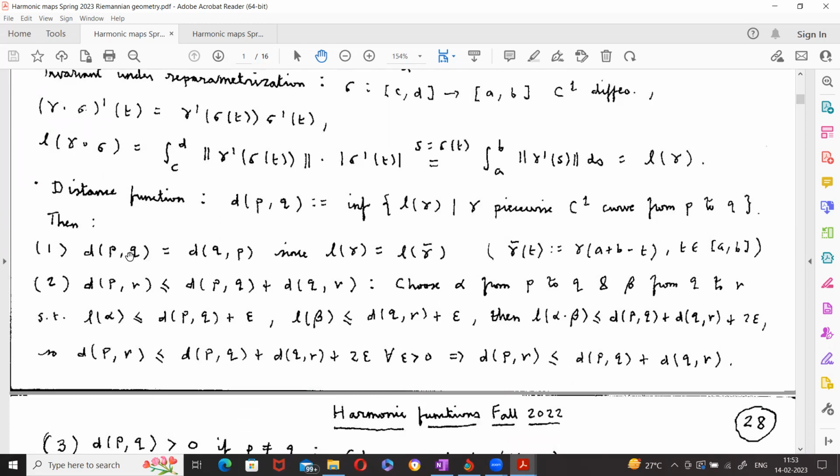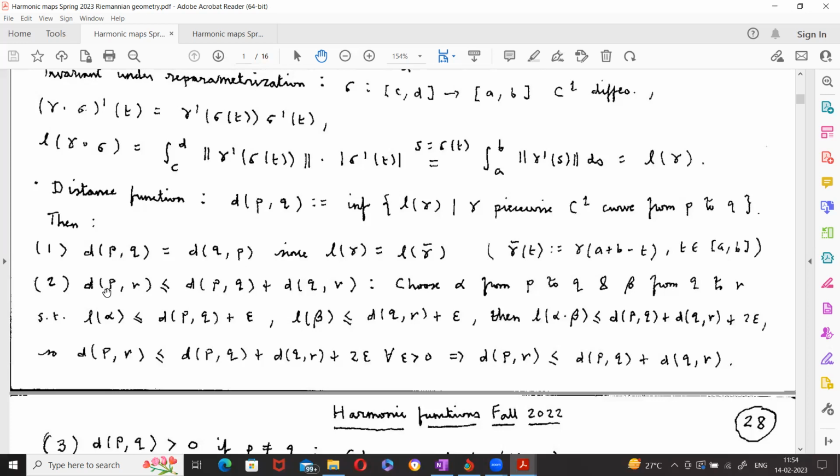So first of all, this is symmetric, d(p,q) equal to d(q,p), because if I take any curve from P to Q, I can just reverse it. That will give me a curve from Q to P, which has the same length, right? I look at the curve gamma bar of T equals gamma of A plus B minus T. So that goes from Q to P, and these have the same length. So when you take infimums, you'll get the same infimum. So this distance function is symmetric.